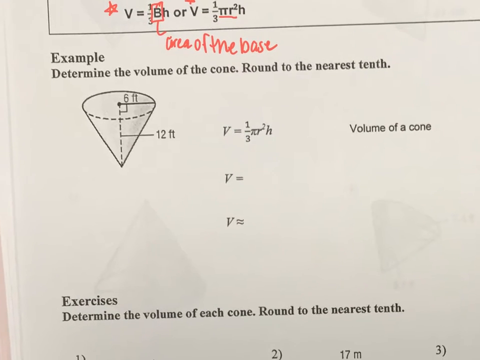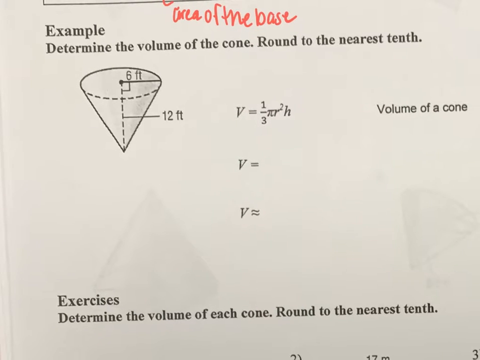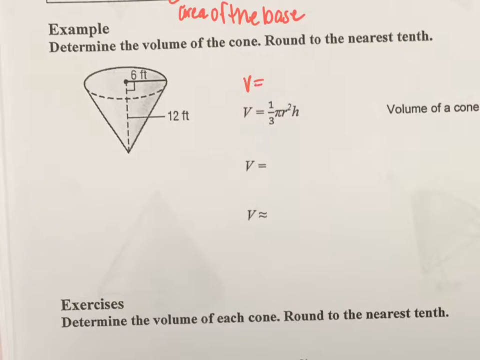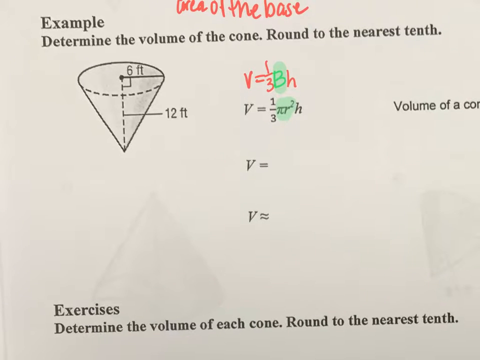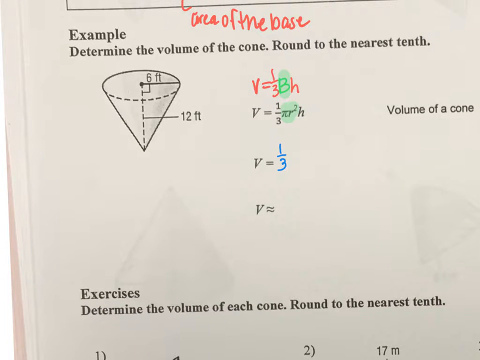So on the first example, determine the volume of the cone, rounding to the nearest tenth. We've got our formula written down, and like I said, on your formula chart it's going to look like this: 1/3 base times height. But we're filling in the capital B, because that's the area of the base, with the area of a circle formula. So let's plug that in.